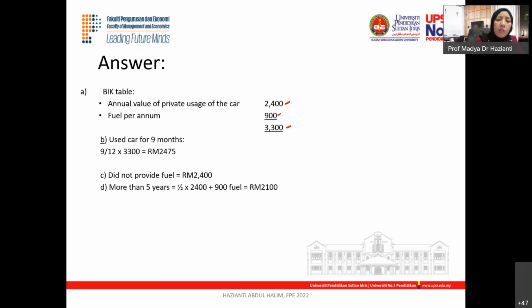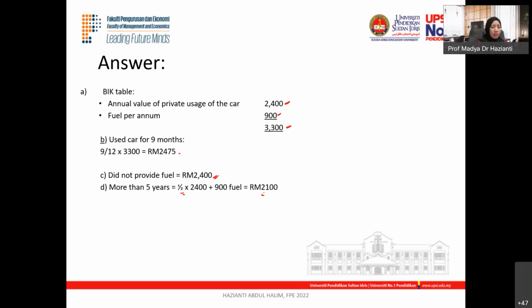What if she uses the car for 9 months? 9 over 12 times 3,300 gives 2,475. Only 9 months. Oh, did not provide fuel: she gets only 2,400, because there is no fuel. So she has to pay on the car. If more than 5 years, half times 2,400, the fuel does not change, giving 2,100.